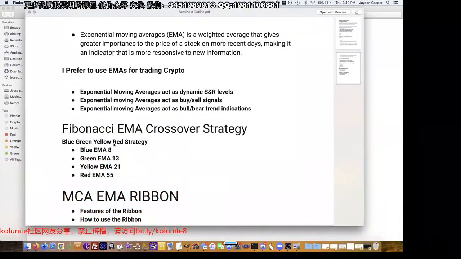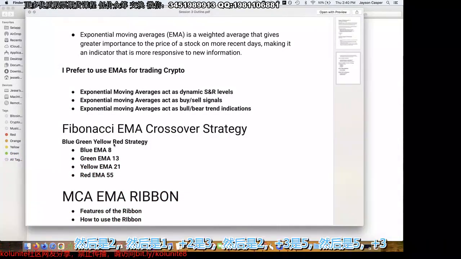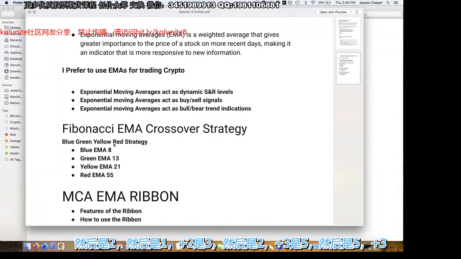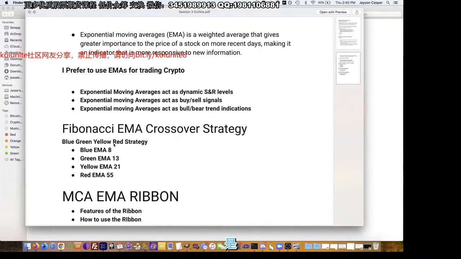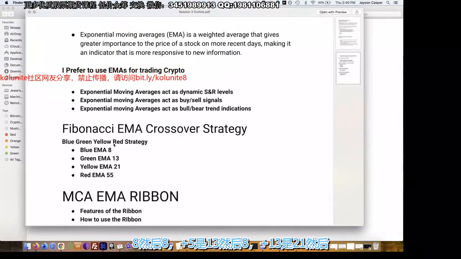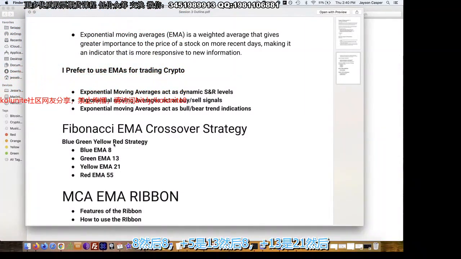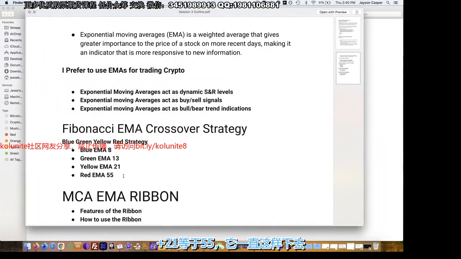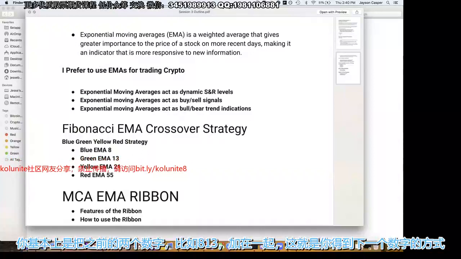So it would be 1, and then 2, and then 1 plus 2 is 3, and then 2 plus 3 is 5, and then 5 plus 3 is 8, and then 8 plus 5 is 13, and then 8 plus 13 is 21, and then 13 plus 21 is 34, and it keeps going on and on like that. You're basically taking the 2 previous numbers, like 8 and 13, adding them together, and that's how you get your next number.